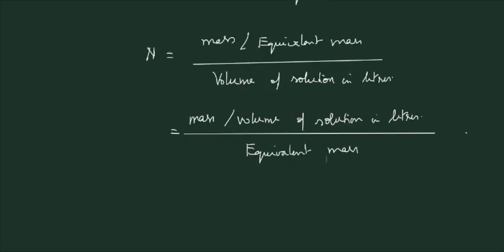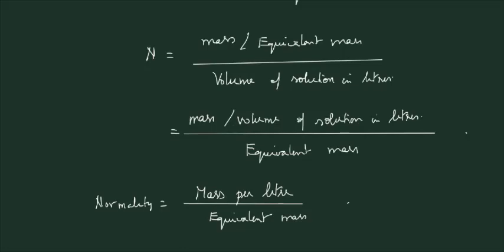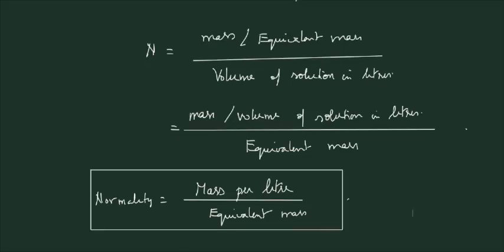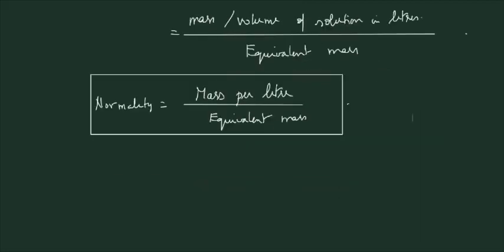Mass by volume of solution in liters is nothing but mass per liter. So we can write normality is equal to mass per liter divided by equivalent mass. This expression can also be used for calculation of normality. You must be familiar with this expression when you have done volumetric analysis. Molality and mole fraction depend on mass and not on volume. Hence, these are independent of temperature.